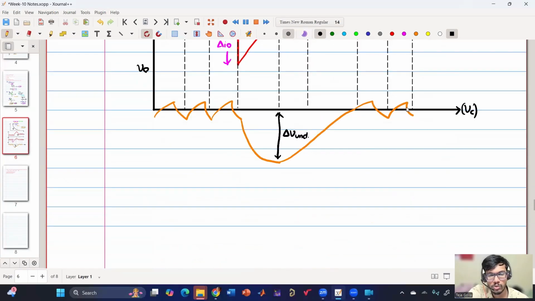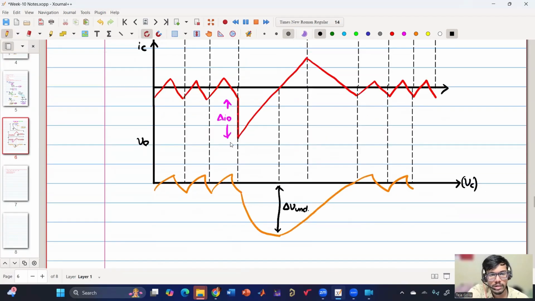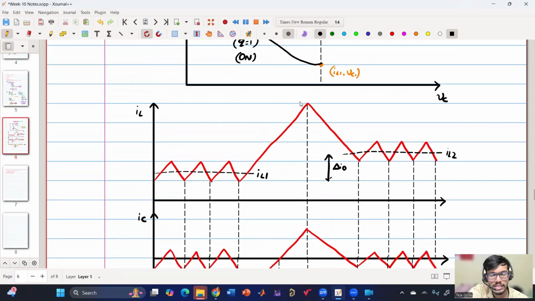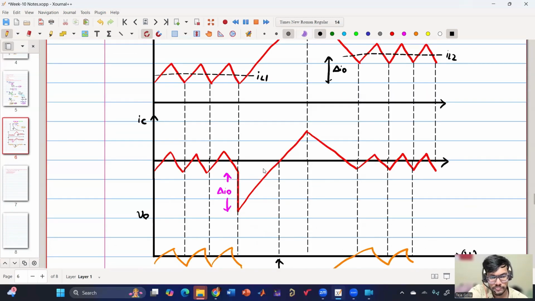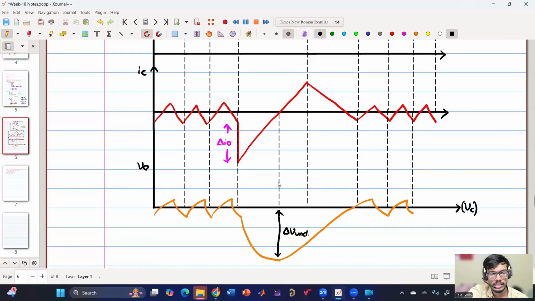So it has come back to VC1, and this is my delta V undershoot. Now this is the time optimal trajectory, where it is turning on and then off and then coming back. And this is the capacitor diagram. And then this is the output voltage, which has undershoot. Once IC is positive, it will start to increase. As long as IC is negative, the capacitor will discharge.